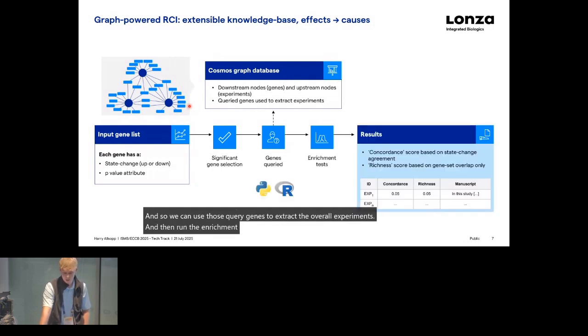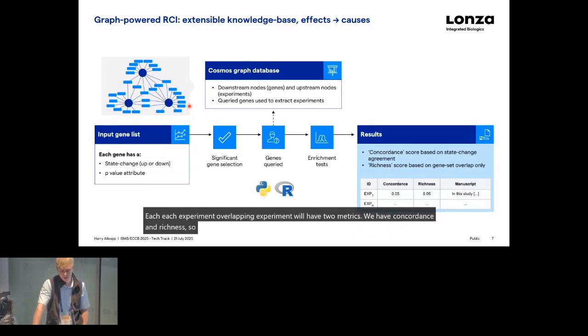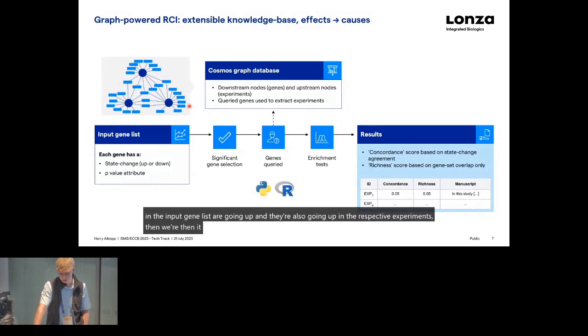For each input gene list, we'll get a set of results. Each overlapping experiment will have two metrics: concordance and richness. Concordance is based on the state change agreement. If all of the genes in the input gene list are going up, and they're all also going up in the respective experiment, then it has a higher concordance value. And the richness is then just your Fisher's overlap.